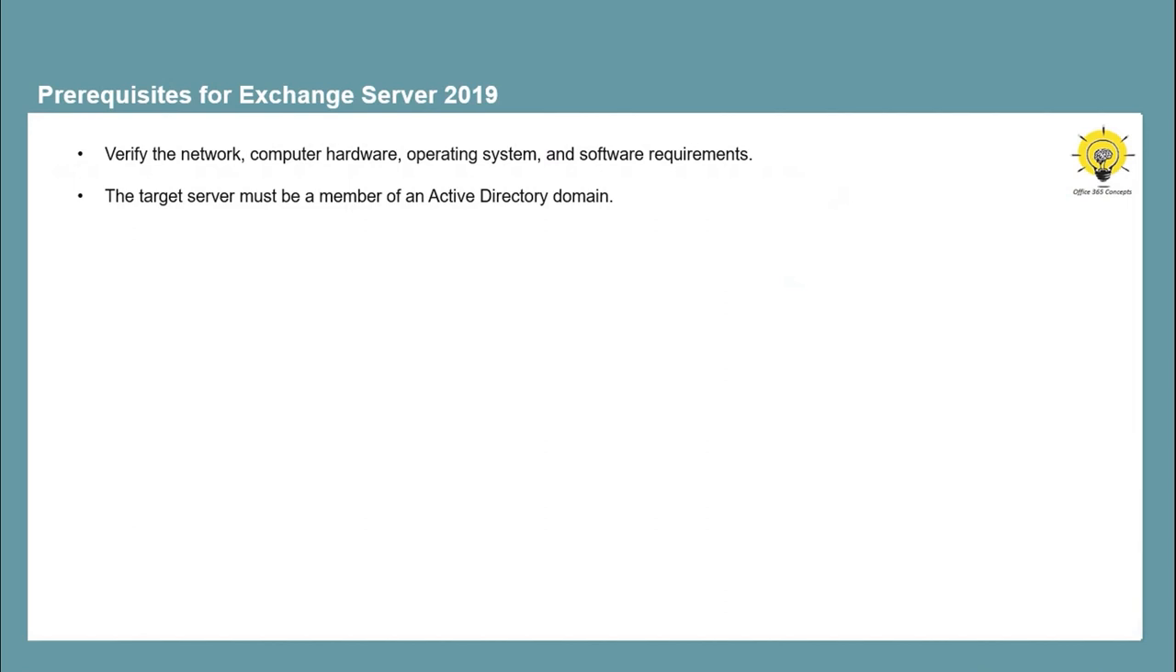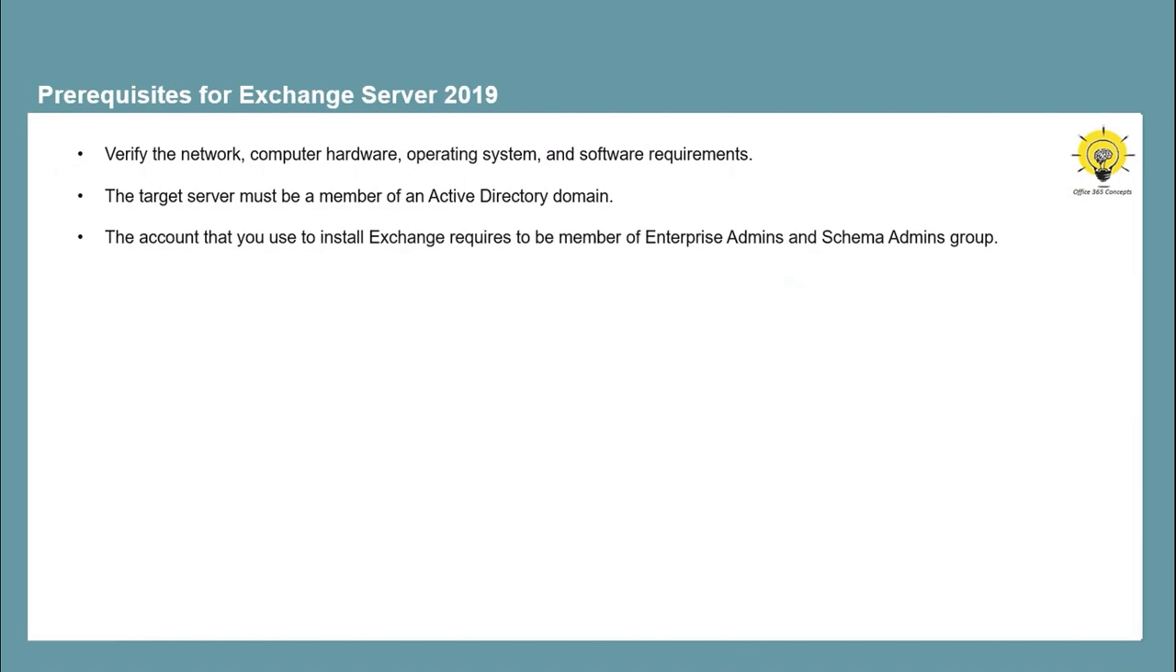That means the machine should be a domain joined machine. We cannot install Exchange on a workgroup machine. The account that you will be using to install Exchange Server has to be a member of Enterprise Admins and Schema Admins group. The server on which we will install Exchange has to be up to date.